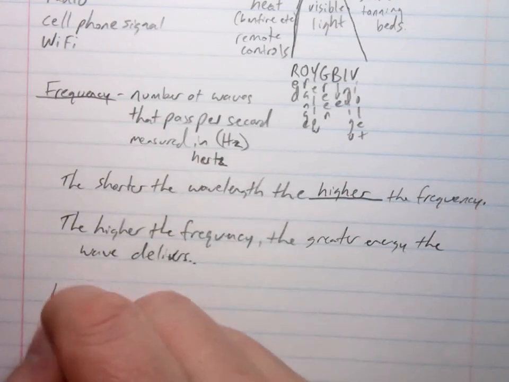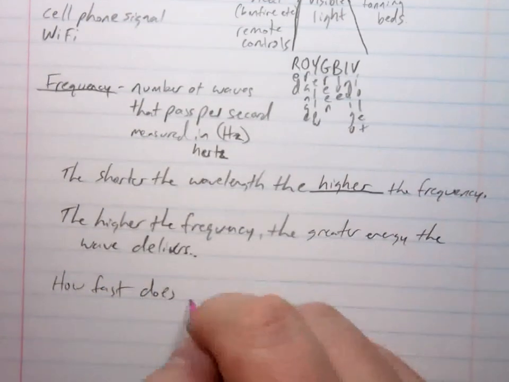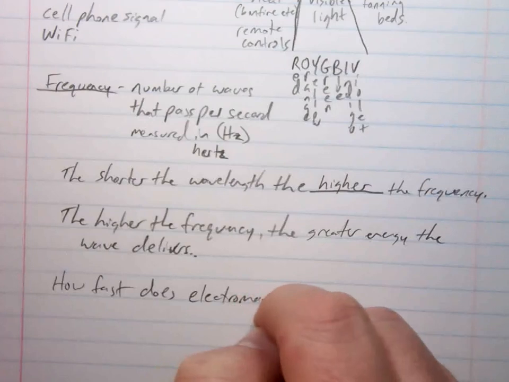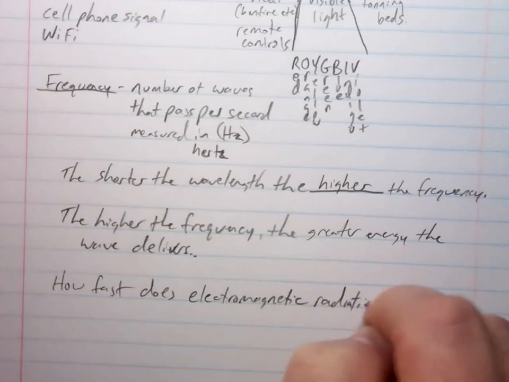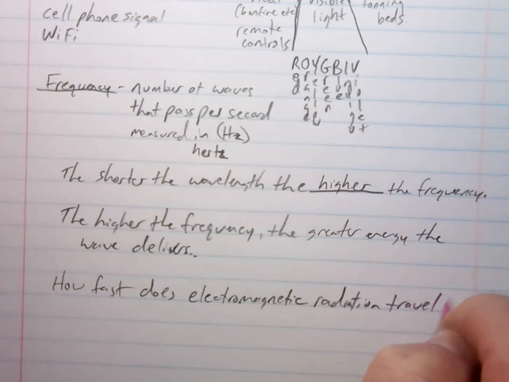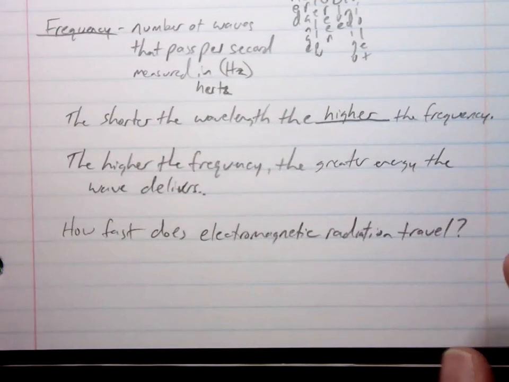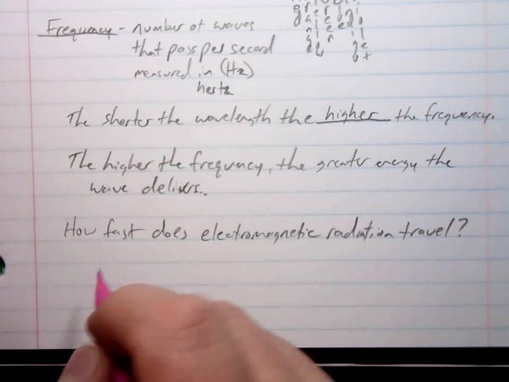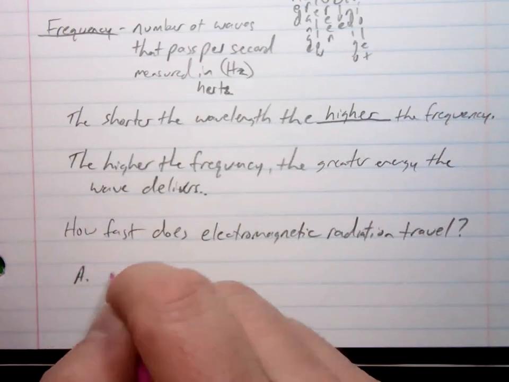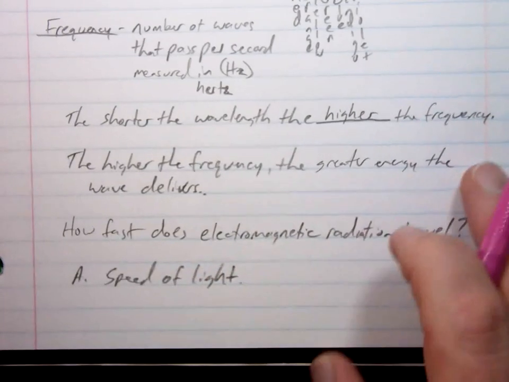Okay, last little details. How fast does electromagnetic radiation travel? Anyone? You don't have to give me a number. Fast. Fast is right, yeah. The speed of light. And that's why it's called the speed of light. Answer: speed of light.